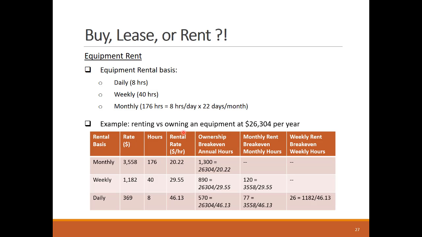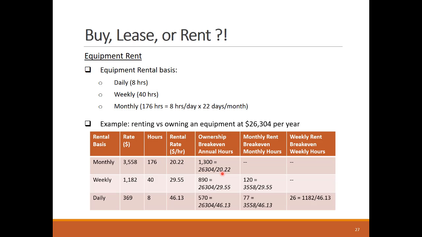For example, the ownership break-even point is calculated here as the number of operation hours in a year to justify buying the equipment over renting it. For example, the break-even between ownership and monthly rental is 1,300 hours, calculated by dividing the annual ownership cost over the hourly rate of monthly rental. This means that it's better to buy the equipment if it is expected to be used more than 1,300 hours.